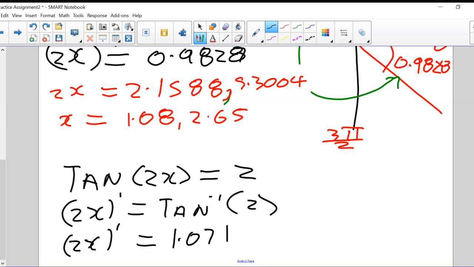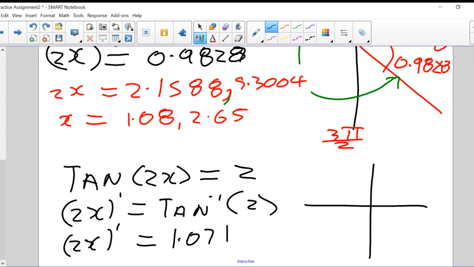1.071 is what I'm getting. Everybody seems to be on board with that. I'm going to draw my quick grid here. Where do I put this angle? What quadrants should I put this angle in? Right, I want it for tan, and I want it to be when tan is positive this time. So which quadrants?